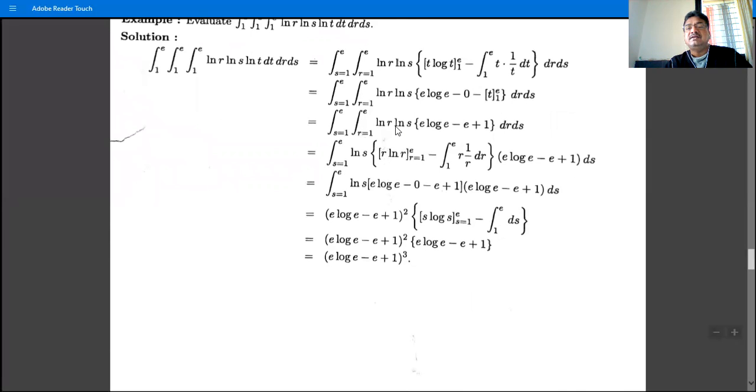Similarly, how can we take the integration of log r? We write log r into 1, where log r is the second and 1 is first, and then integrating we have this answer.